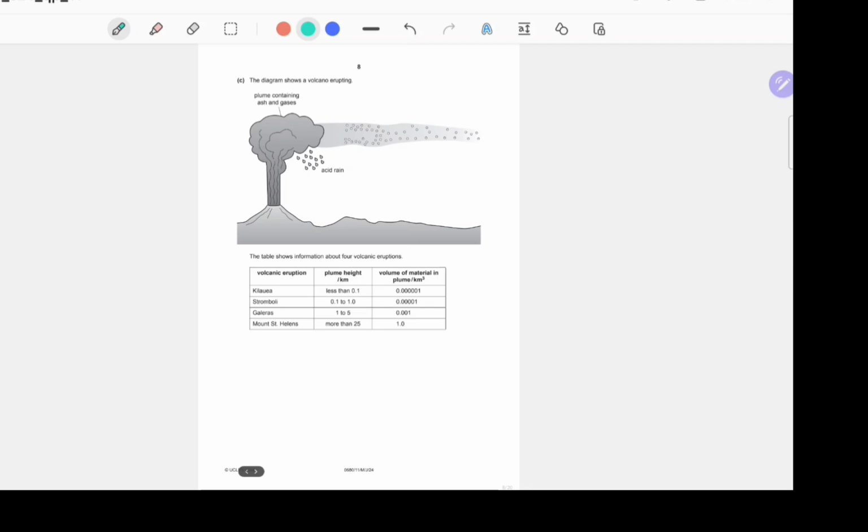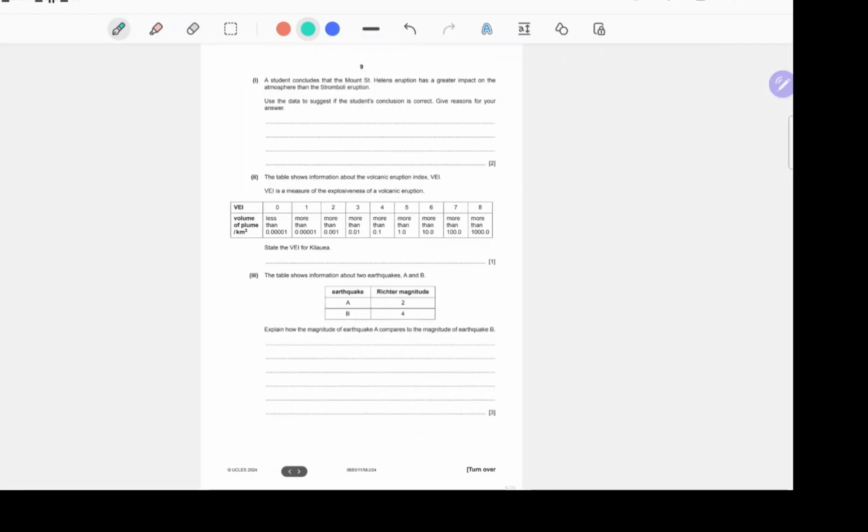Next question, C part. The diagram shows a volcanic eruption, a plume containing ash and gases mixed. An acid rain diagram is given. The table shows the information of the volcanic eruptions for Kilauea, Stromboli, Galeras and Mount St. Helens. Height is given, volume of the material is given. So what do you have to find out in the next part?